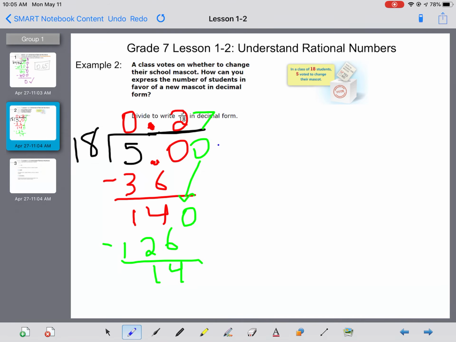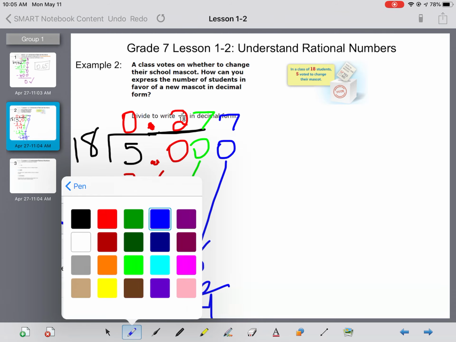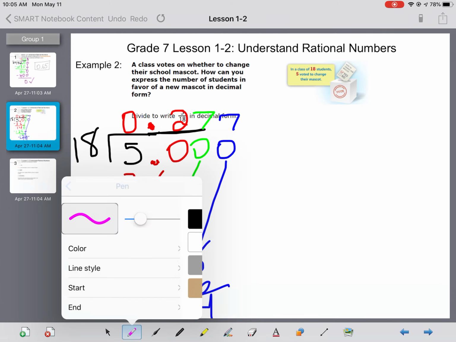So we do not have what we want, so I'm going to bring down another 0 to the bottom. So 18 goes into 140 7 times again. 18 times 7 is 126, and we get 14. So now I've gotten 14 3 consecutive times. So that means I'm literally going to keep getting 14, then it's not going to stop. So that means I must stop, because otherwise you'll never end.